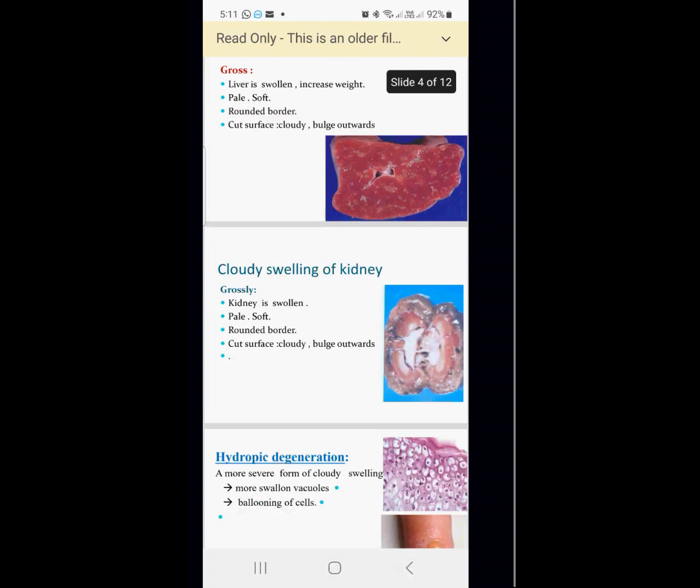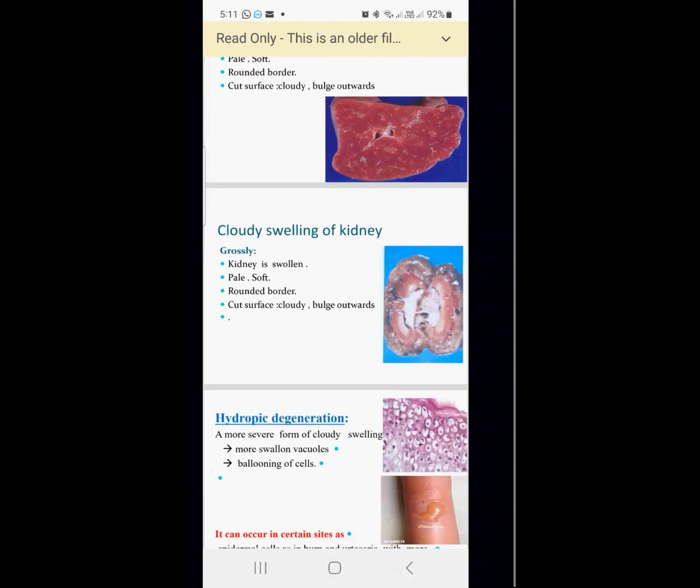Other organs to be associated with the cloud swelling is the kidney. بيحصل increasing طبعا in the size، بيحصل swollen, pale, soft, rounded borders, and cut surface cloudy, bulging outwards. usually قلنا soft في الكدني بالذات عشان تعرف الفرق بين الكرونيك والأكيوت.